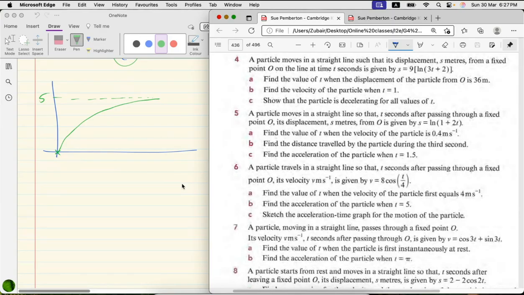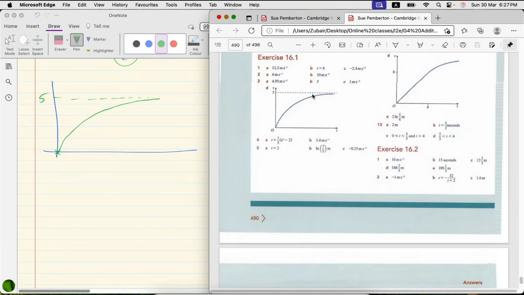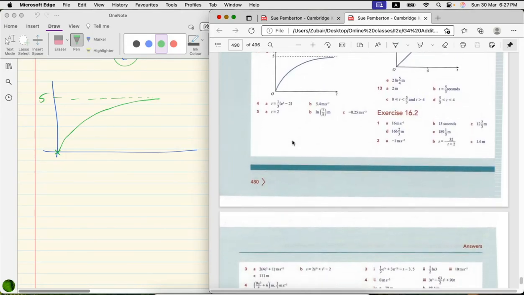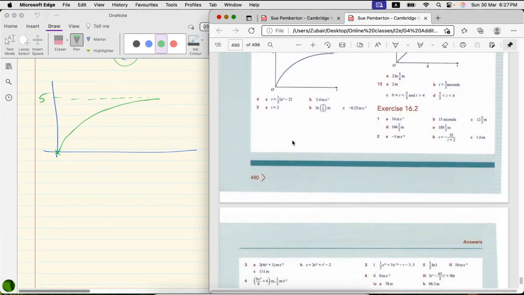Okay, so for A and B part, it's time. So in time, when displacement is 36, would be e to the 4 minus 2 over 3. And then velocity at t equals 1 would be 27 over 5 meters per second. And then for the last part, we would have to draw it out. It would just show that the particle is decelerating because acceleration is always negative.